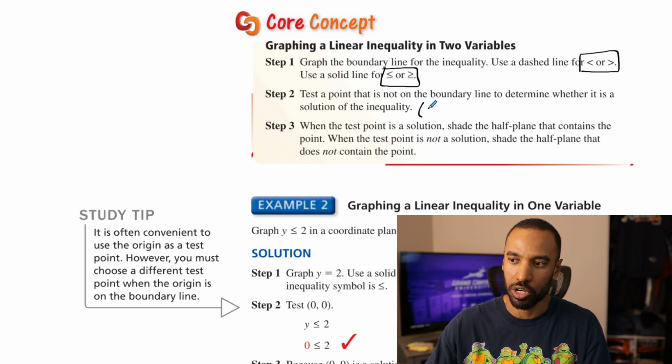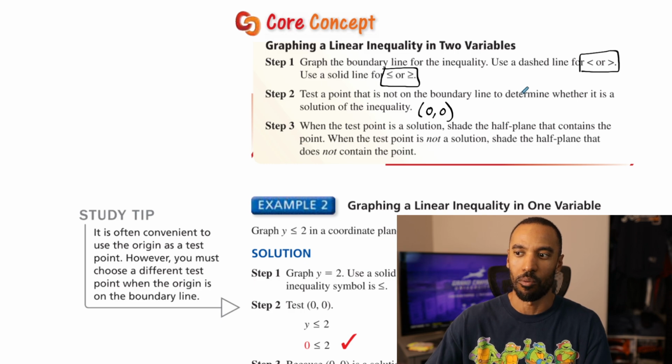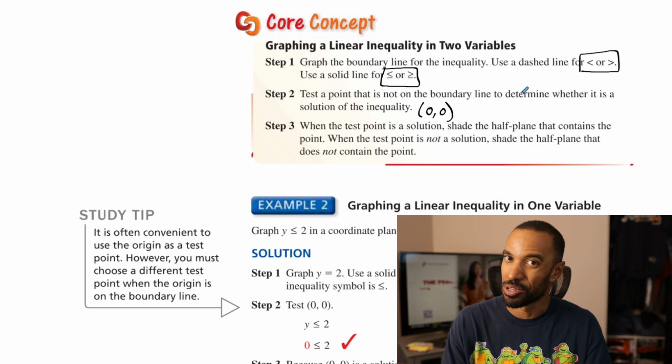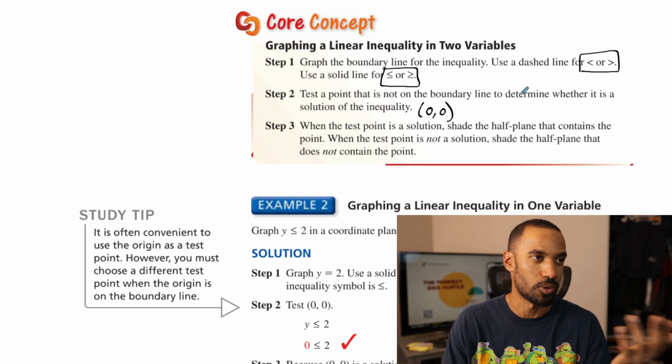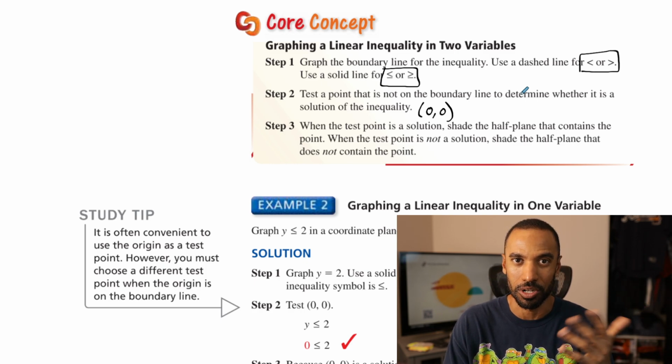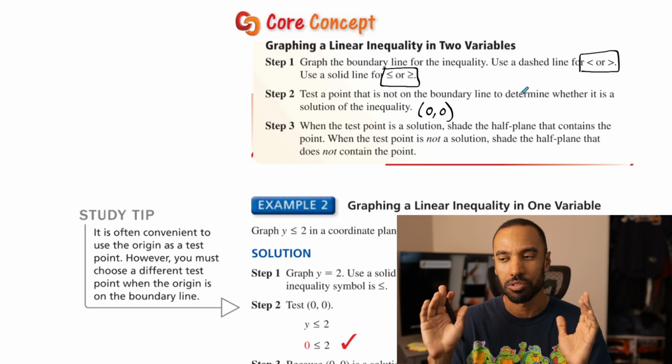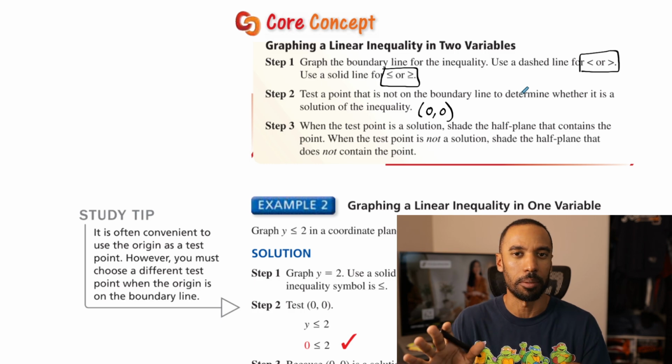My recommendation is 0, 0. Now, that being said, that y is less than 2x, 0, 0 is on the boundary line. So I would try something else like 0, 1 or 1, 0. Try something small. 0, 0 is great because the x's and y's straight up cancel out.